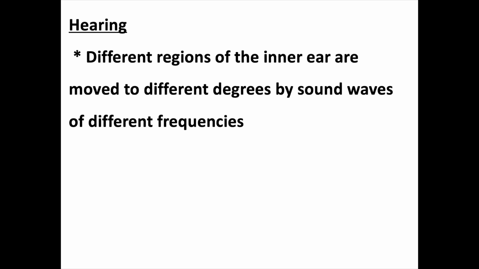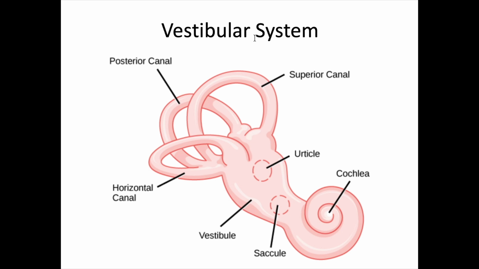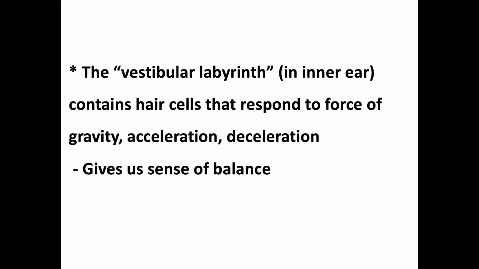Now, let's look at another bonus sense. So the vestibular system, as it's called, is an extension of the cochlea. It's part of this larger structure here. But in the vestibular system, vibrations and sound waves are not going to make it to this vestibular system. But there are still sensory receptor cells in this vestibular system. What they are responding to is, again, not sound waves. What they respond to is the force of gravity, the force of acceleration, the force of deceleration.